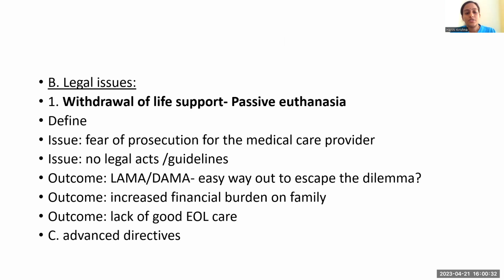And legal issues like withdrawal of life support, the fear of prosecution, there being no legal acts or guidelines governing this. So the outcome of all these, that patient can be discharged against medical advice, there can be increased financial burden on the family, etc. All of which will come in the way of end of life care.